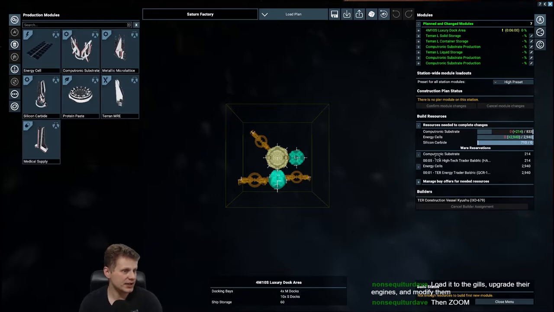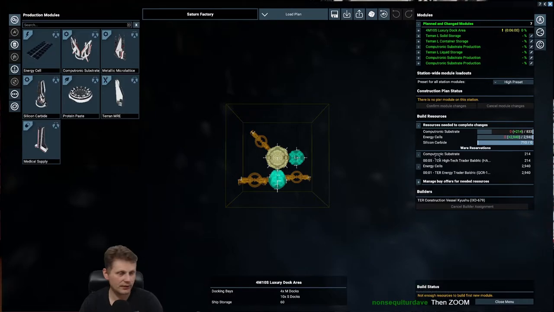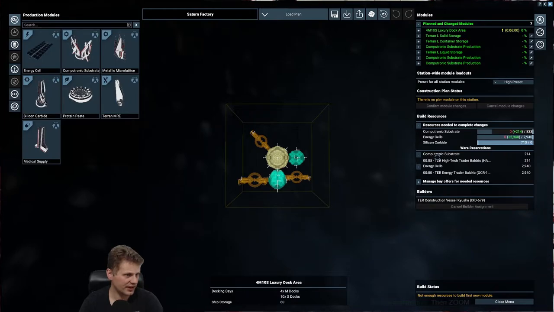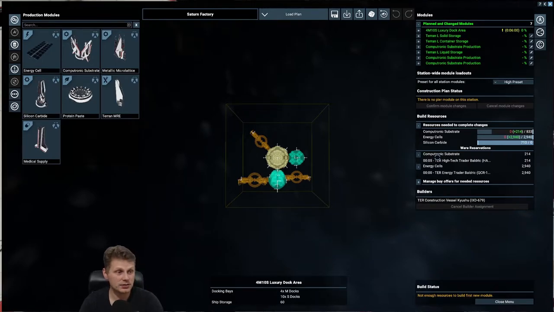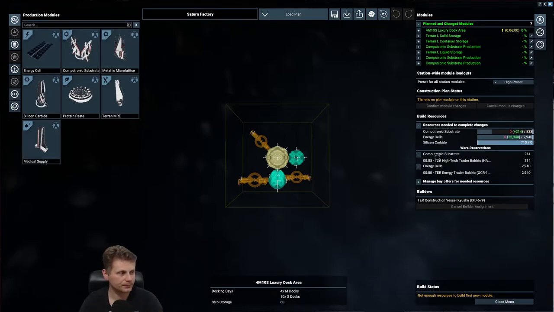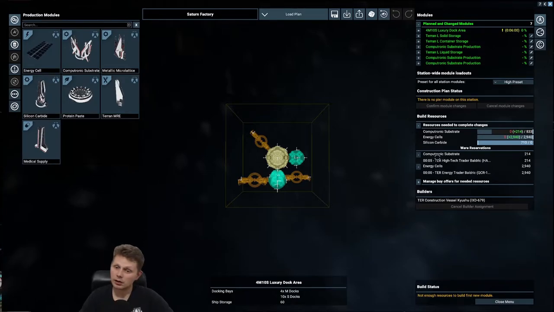Let's see, what's this? The Yaki ship, particularly in how intrinsically modified they are. I have no clue what that means. And the Moria Yaki fighter makes an excellent satellite ship. Okay, so we do want to make sure that we have some money for that then. Load it to the grills, upgrade their engines and modify them, and then zoom. Okay, well, it's good to know. Thank you. Hopefully this is going to be going relatively fast.